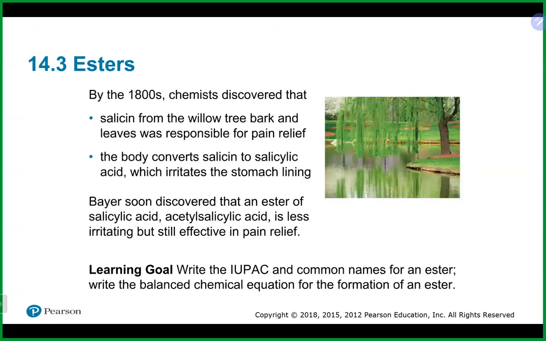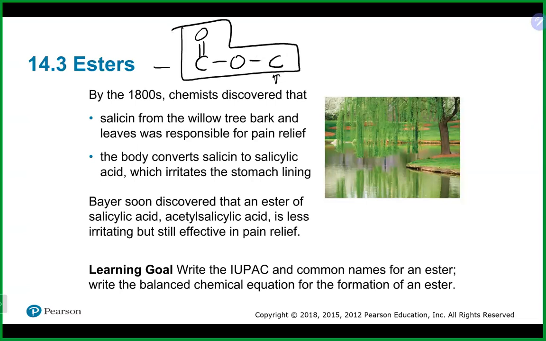The next organic group we're going to talk about is esters. Esters have the functional group of a carbon-oxygen double bond, then oxygen and carbon. So it's very similar to a carboxylic acid, except there's no H here. It's a carbon group that's attached there. So that is your functional group for an ester.